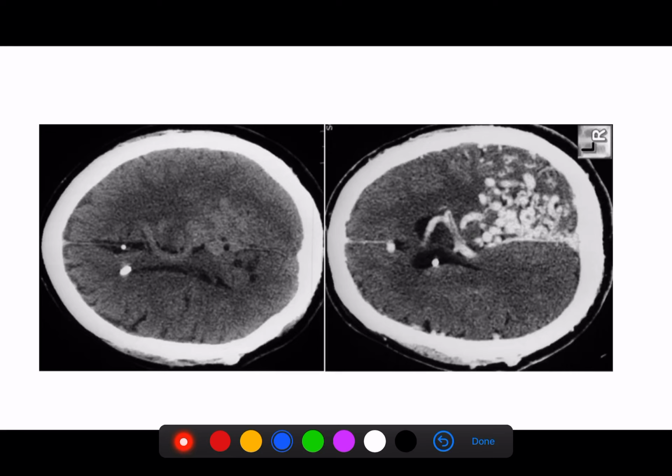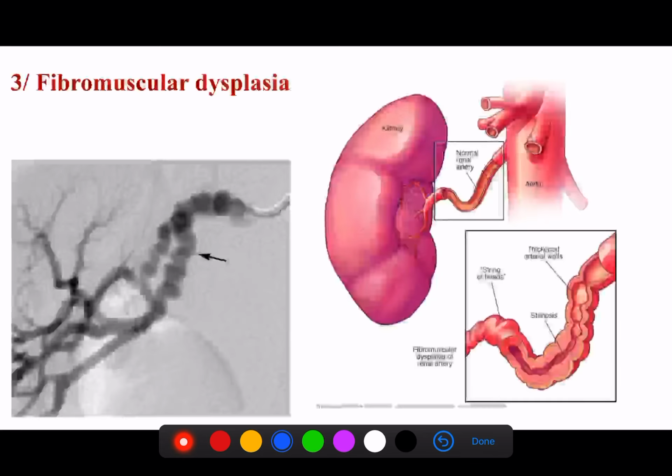As we see in the CT scan, AVM within the brain leads to massive hemorrhage, and as we say, it's fatal.